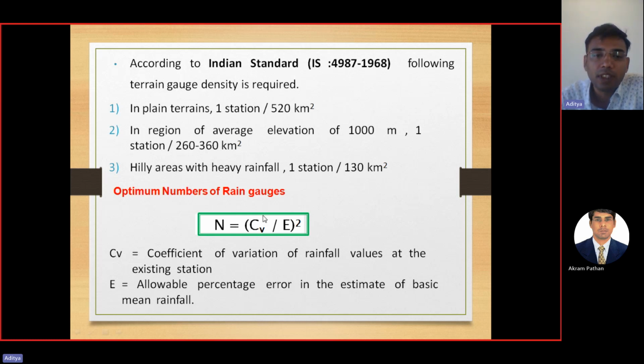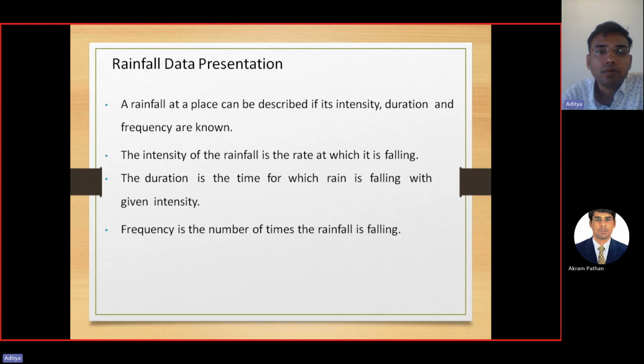The optimum number of rain gauge stations is calculated as N equals (CV divided by E) whole squared, where CV is the coefficient of variation of rainfall values at the existing stations, and E is the allowable percentage error in the estimation of basin mean rainfall.